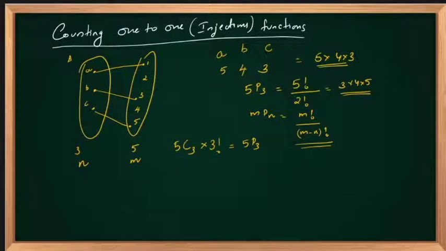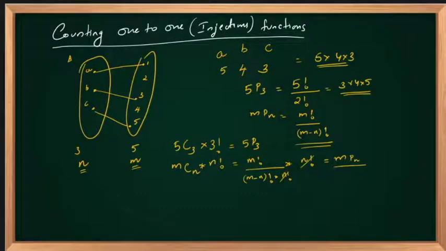Or you can say that you have n elements here and m elements here. You have to select exactly n elements from m elements, and then you can rearrange those n elements, which can be done in n factorial ways. So what is mCn? That is m factorial divided by (m minus n) factorial into n factorial. That is mCn into n factorial, so this n factorial and this n factorial will get cancelled out.